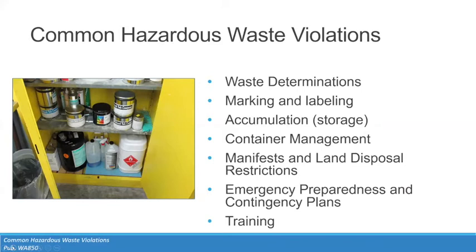Then accumulation, keeping track of how long things are being accumulated, both in the satellite accumulation area and the central accumulation area is very important so that you stay within the rules of your generator class. Container management, using appropriate containers, keeping them in an area where they're not getting damaged or possibly tipped over, keeping them covered if they have volatile chemicals in them, and just using an appropriate container.